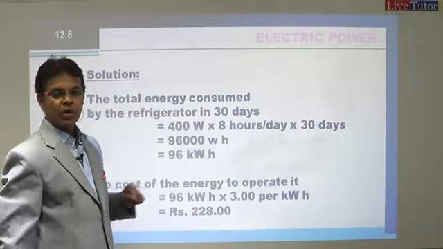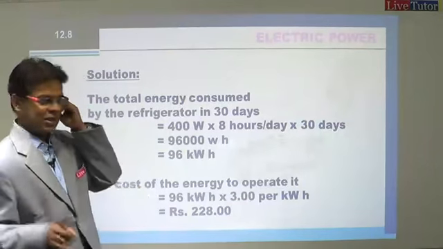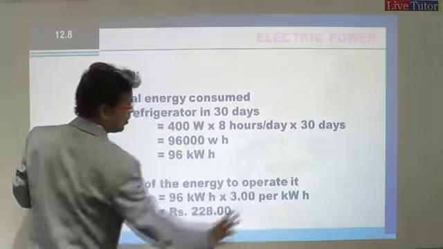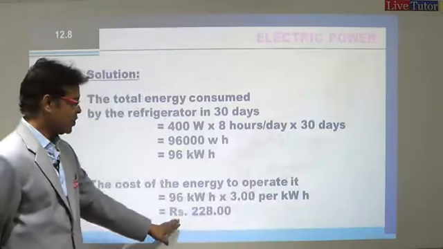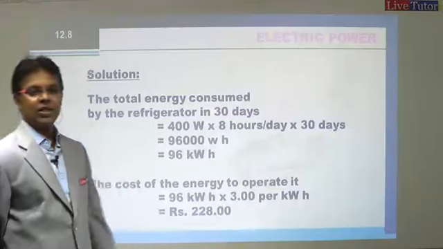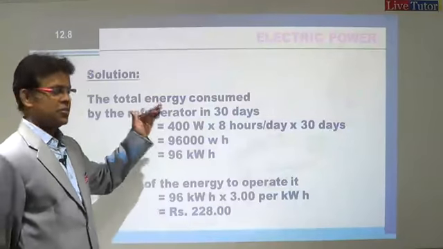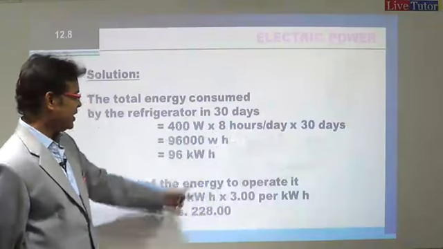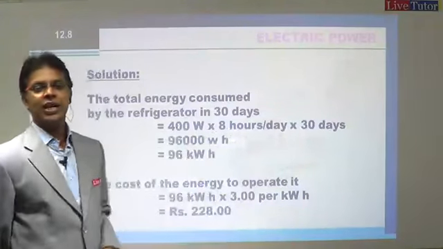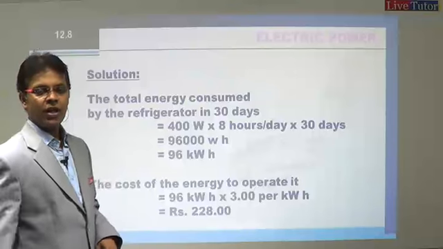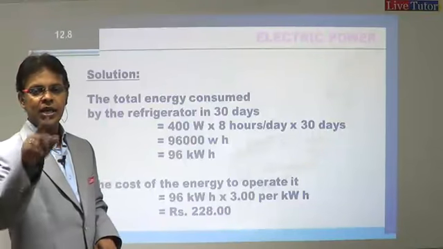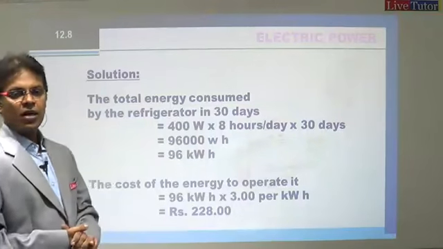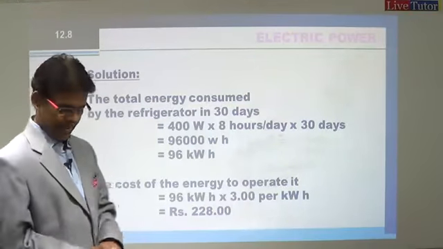And they have mentioned that for 1 unit, it is 3 rupees. That is 96 kilowatt hours into 3 rupees per kilowatt hour. Simply multiply, so you will get 288 rupees. All multiplication. Straight away we can say 400 into 8 into 30 divided by 1000 into 3. That's all. Everything multiply, divide by 1000, into how much per unit. That will give you the cost for operating the device.